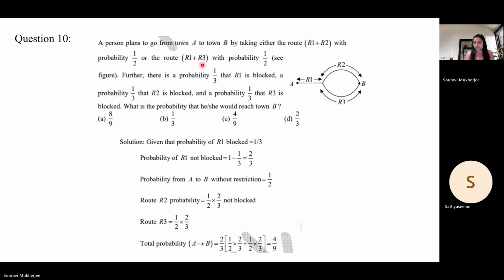Okay, right? And then you also have to use the additive factor, which says that you can either take this path or you can take this path. So then the total from A to B will give you the summation of the two. So that's how you get to this answer.